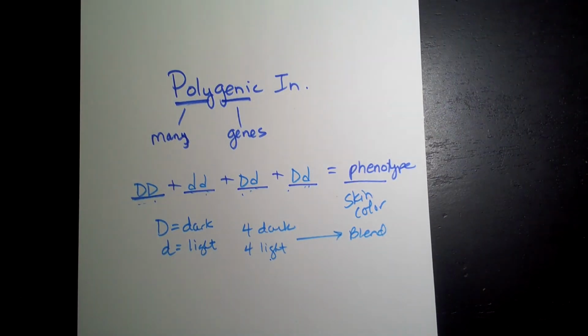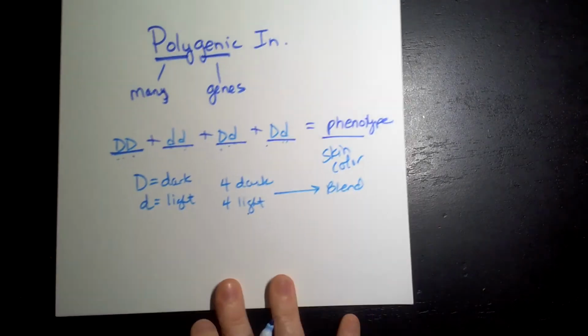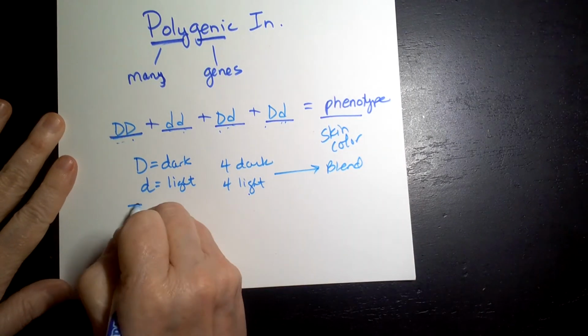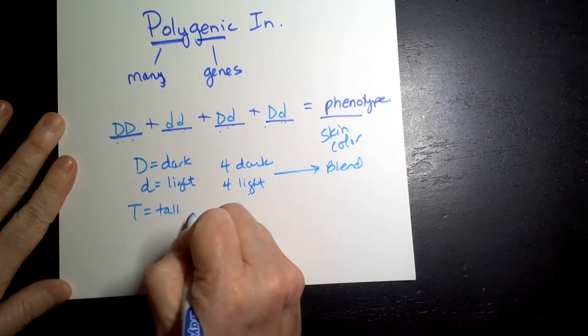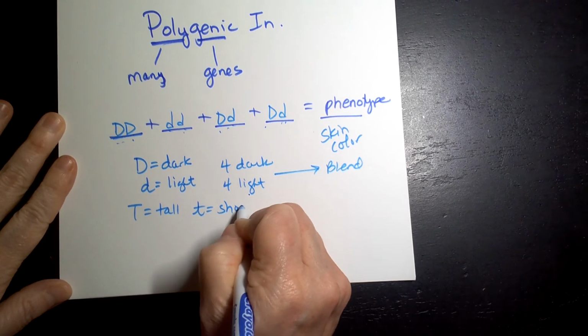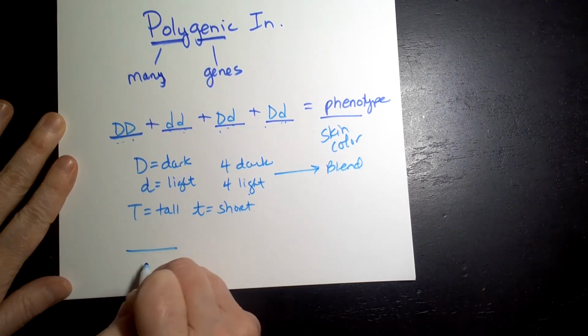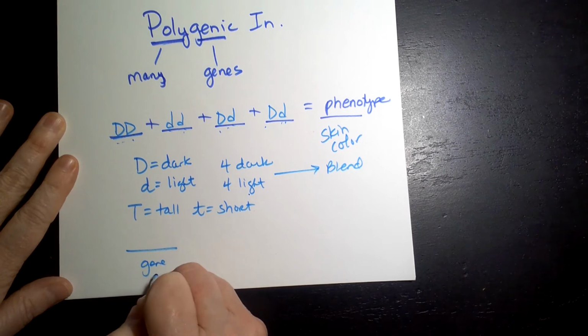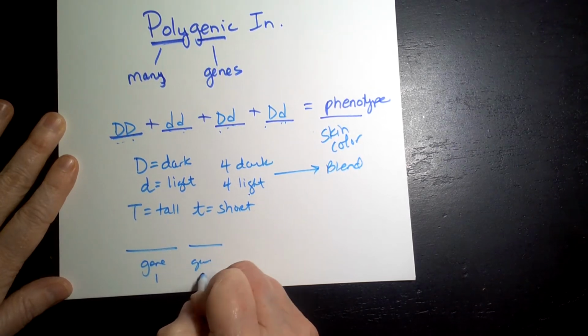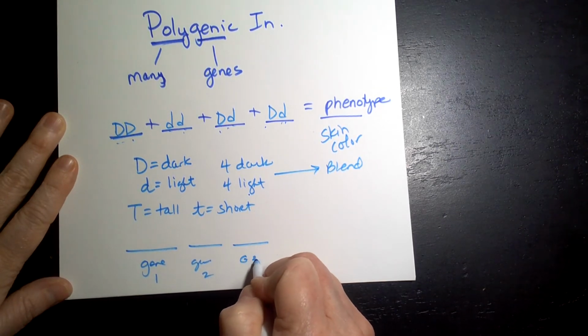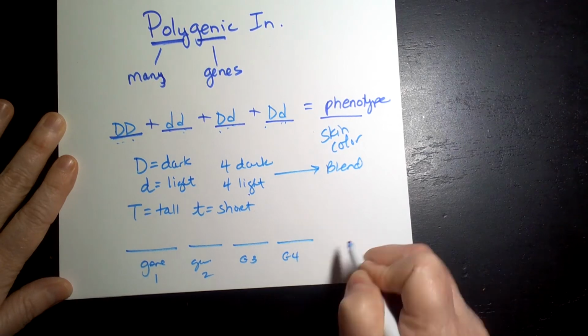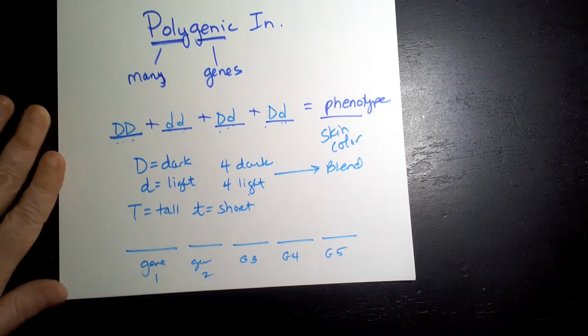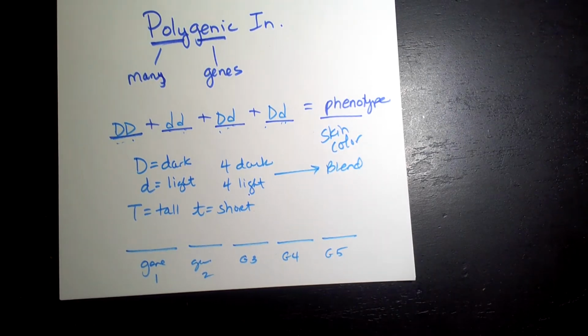All right, so height can sometimes be like that. So if we did tall is dominant to short, and there's gene 1, gene 2, gene 3, gene 4, and gene 5. Okay, so if there's 5 genes, how many alleles are we dealing with?